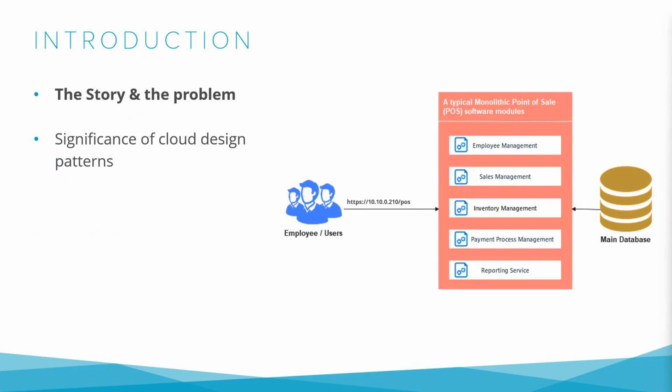Before deep diving into the topic, let's take an example of a typical point of sale software, which contains some important modules like employee management, sales management, inventory management, payment process management, and reporting service. All the modules are interconnected to each other and using a typical relational database, which is acting as the main database here. Here we can see all the modules are under the same hood, meaning the software is a complete package where all the modules are tightly coupled with each other.